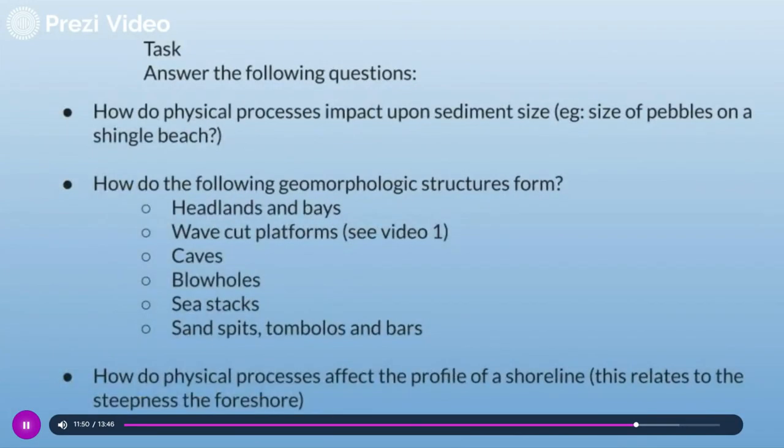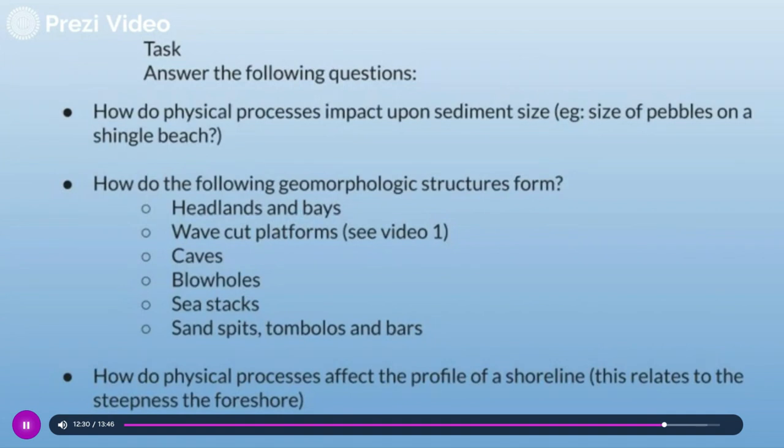What I'd like you then to think about is how the following geomorphological structures form. So firstly, headlands and bays. How come we get headlands and bays? What causes that to happen? Sometimes you might find where you have a bay, you'll have two large headlands that stick out into the ocean. Why is that? Why do we have that formation? So have a think about that. We looked at wave cut platforms in a previous video, so do go back over that. Maybe think about the action of hydraulic action, the impact of temperature and precipitation on the formation of a wave cut platform. Caves and blowholes, I'd like you to have a look at those too.